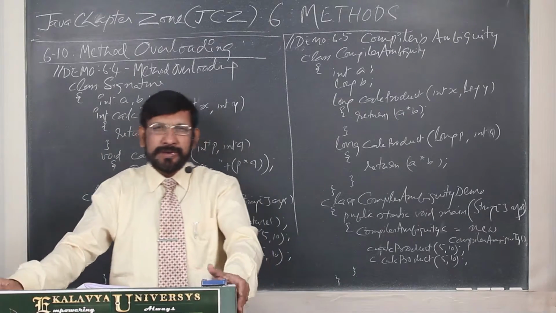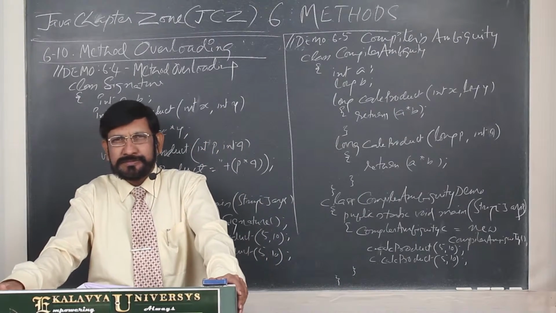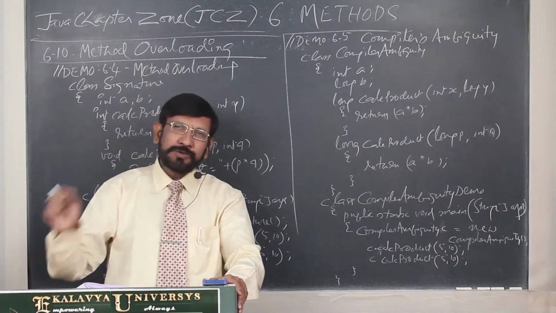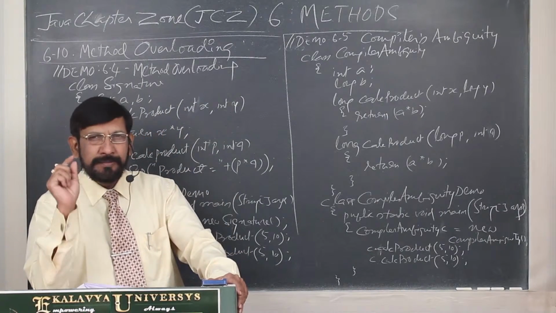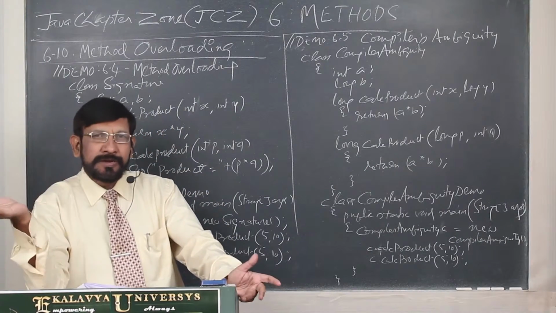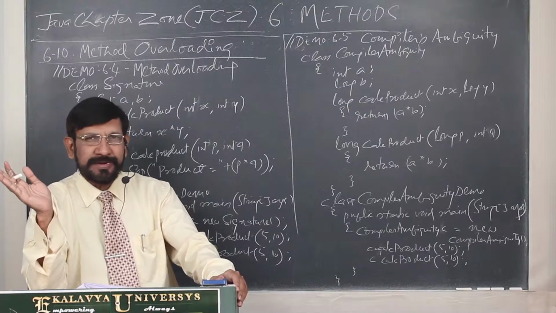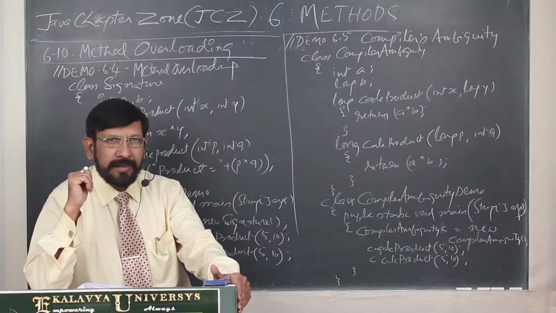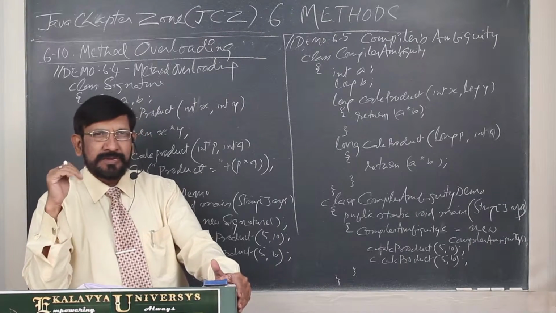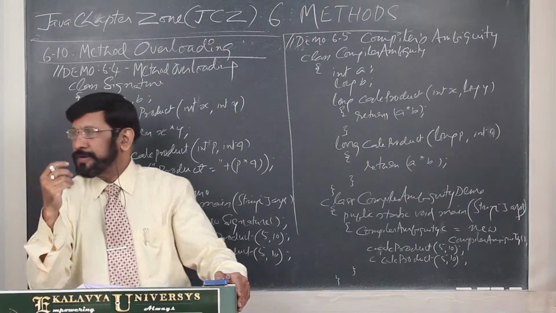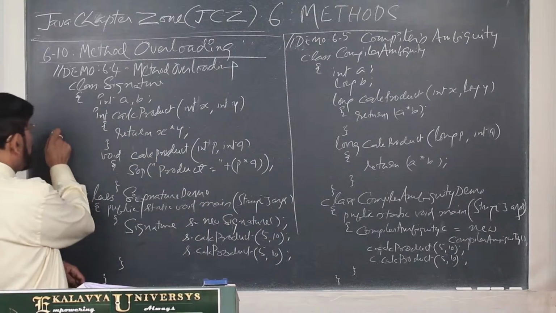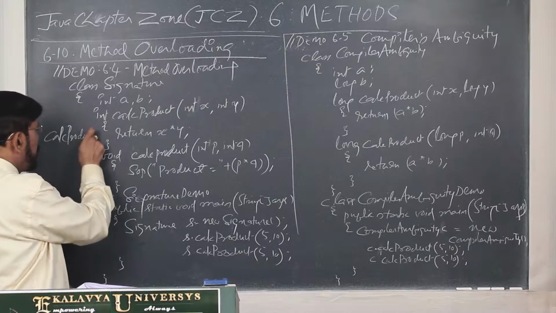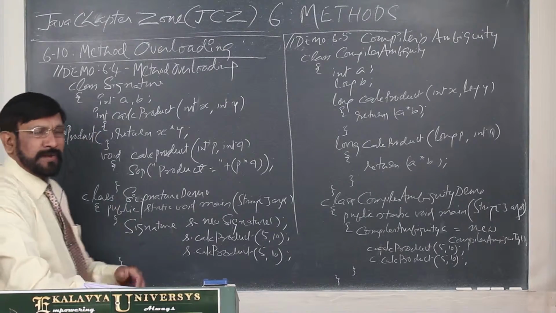When we are giving names to methods, according to convention or practice, the name of the method should represent what it is doing. It should be self-explanatory. Now you are calculating a product. According to the naming conventions of Java also, what do you have to write? You have to write calculateProduct. Like that, you write the method name.